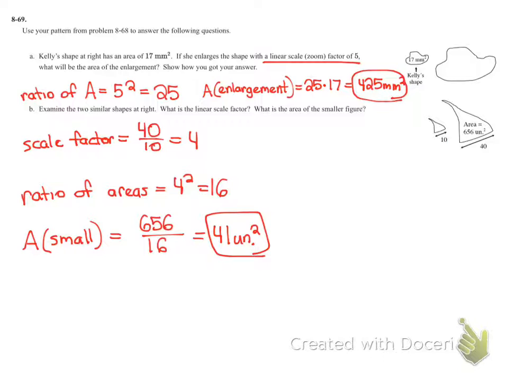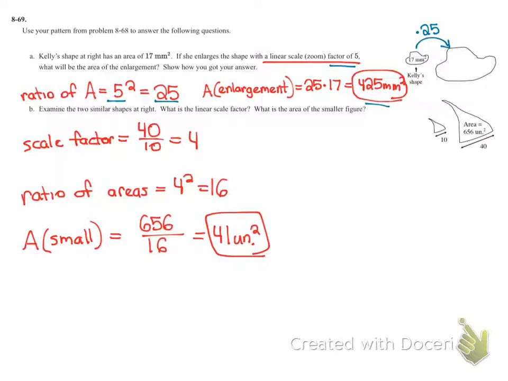Okay, so here's the solution to parts A and B. The first thing I did in part A is I saw that the scale factor was 5. So I knew that the areas had to be growing by 5 squared, or 25. If the area of the smaller figure was 17, then I needed to multiply that by 25 to get the area of the larger figure. So the area of the larger figure must be 425 millimeters squared.